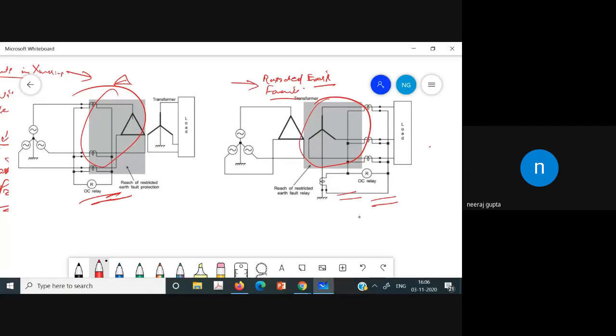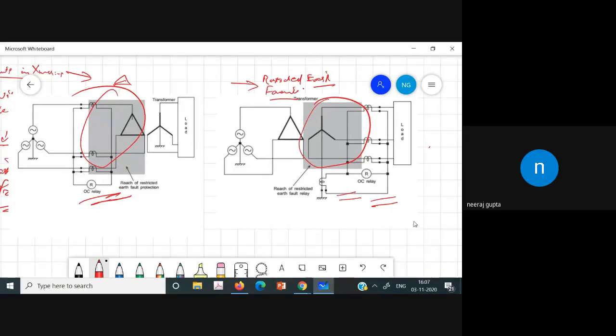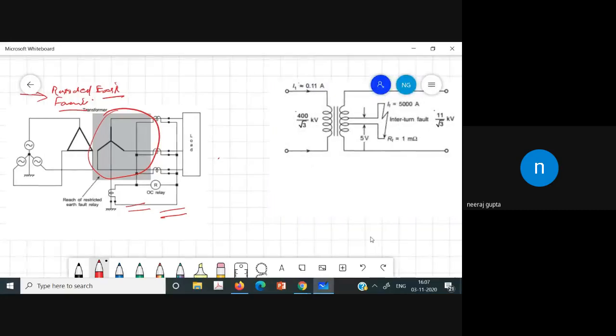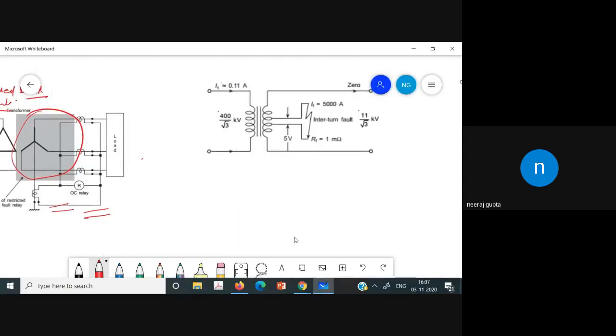Now, one more fault in the transformer is the interturn fault. Interturn faults cause heavy current to flow through the shorted turns. If the turns are shorted, let us suppose, then a large amount of current flows through it. However, the current that is reflected on the other side is very small. So how can we show it?